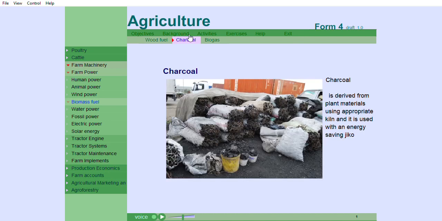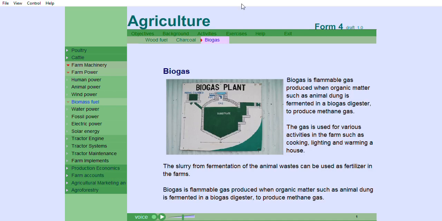Charcoal. Charcoal is derived from plant materials using an appropriate kiln, and it is used with an energy-saving jiko. Biogas. Biogas is flammable gas produced when organic matter such as animal dung is fermented in a biogas digester to produce methane gas. The gas is used for various activities in the farm such as cooking, lighting, and warming a house. The slurry from fermentation of the animal wastes can be used as fertilizer in the farms.